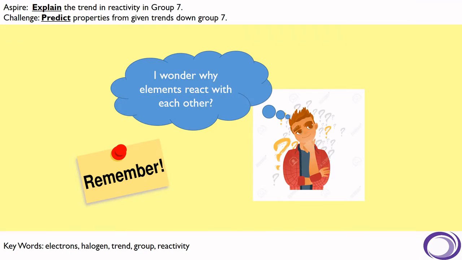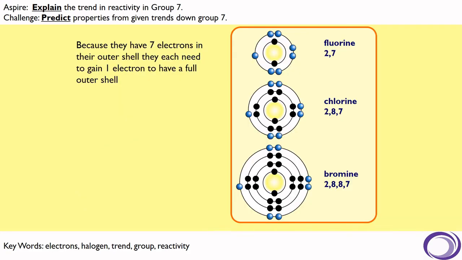Now, over the last lessons, we've been talking about how elements react with each other. And we talked about how they all react to get a full outer shell. And that's not different for group 7. They still need to fill that outer shell, and that's why they react. Now, because they have 7 electrons in their outer shell, that means these elements will all gain 1 electron to have a full outer shell.